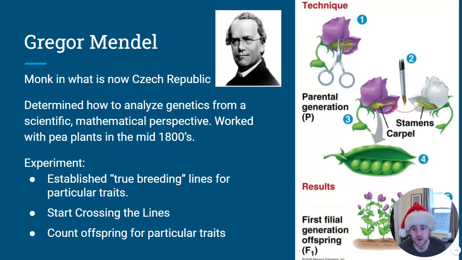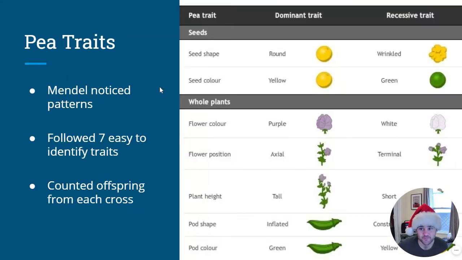So what Mendel did was he established true breeding lines for particular traits. So that means that both alleles are the same on either side of their chromosomes. And then he started crossing these lines, so mixing these traits, and then he would just count the offspring and see what happened. And he started to notice really clear patterns.